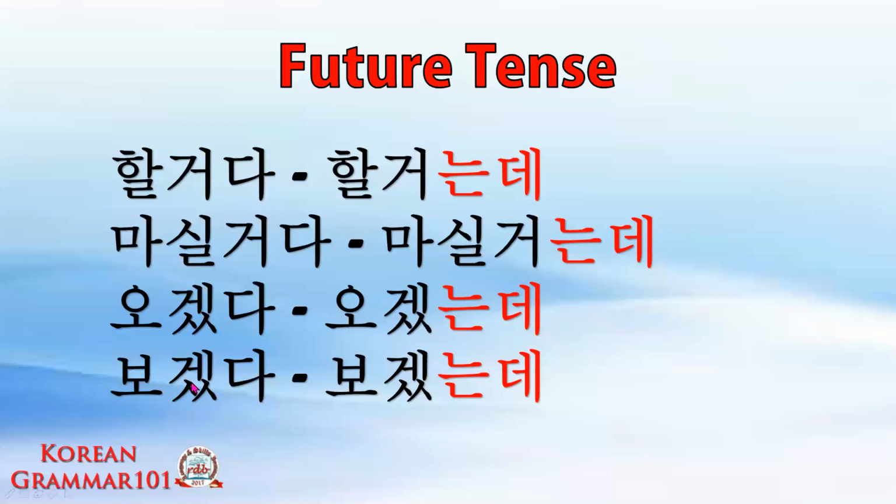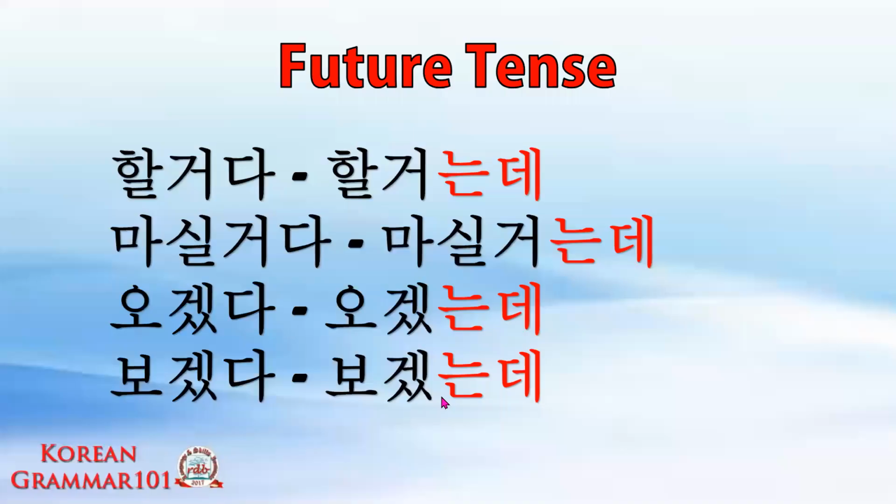Okay, and finally, bogetta. So from the root word boda. Boda is to see, to watch. Okay, so from bogetta, that means we'll watch. When we conjugate nunde, all we have to do again is to drop the verb stem da. So from bogetta, it becomes boge nunde.